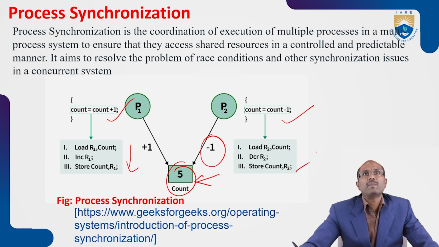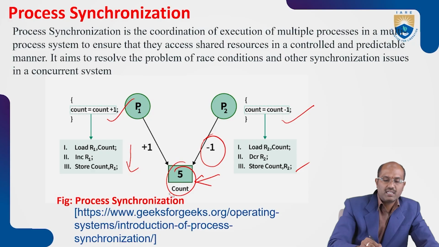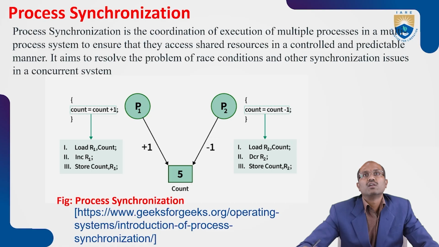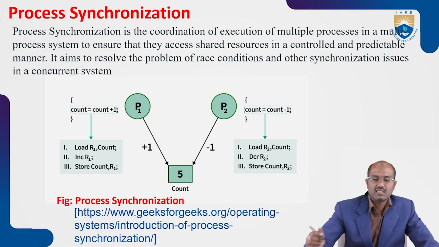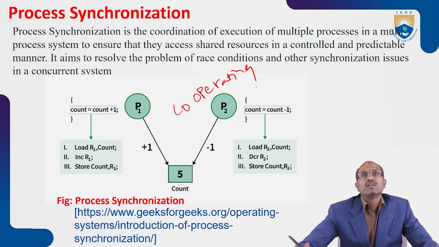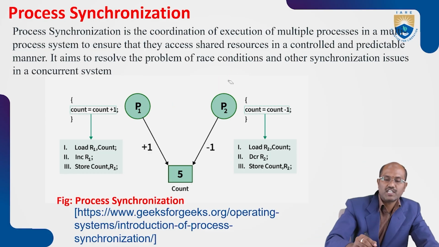Predictable manner means that P1 has an effect on the other process P2, depending upon the count variable. Count is incremented by 1 in the cooperating process. This is happening in the cooperating process. This is the cooperative procedure, so this comes under process synchronization.